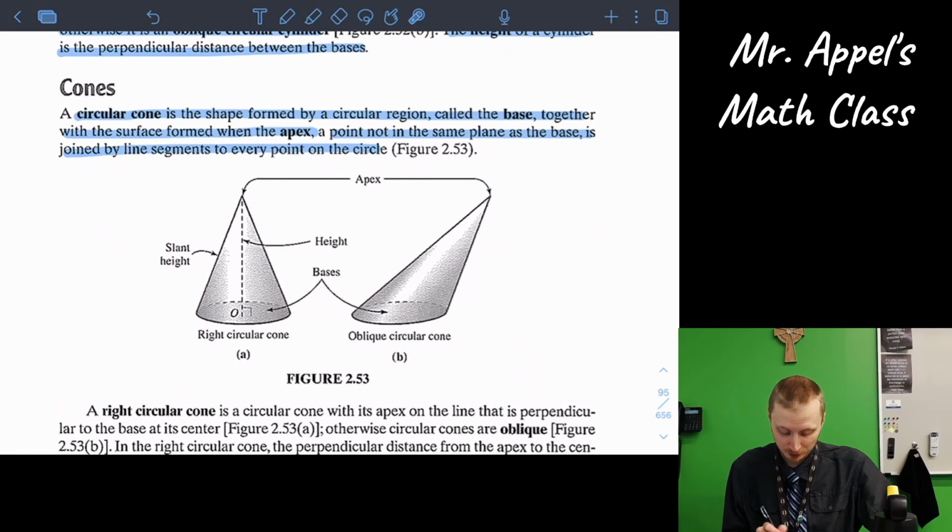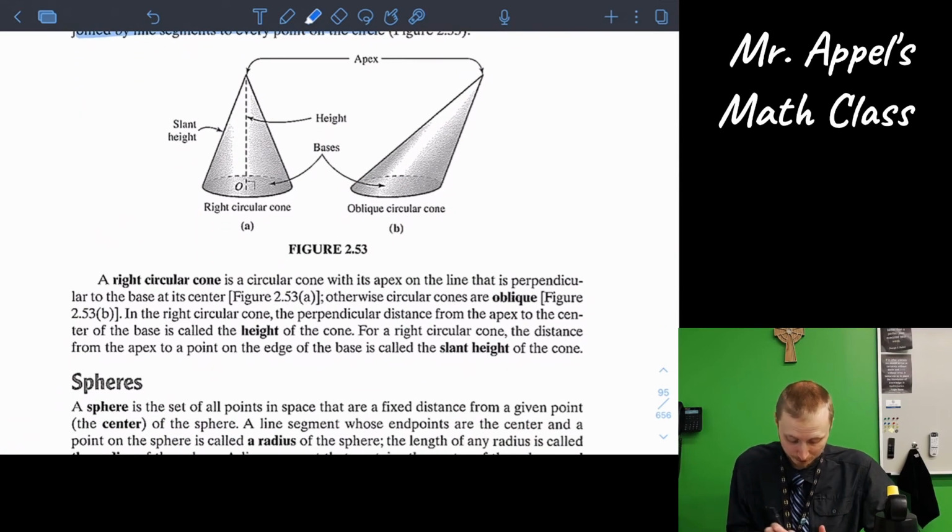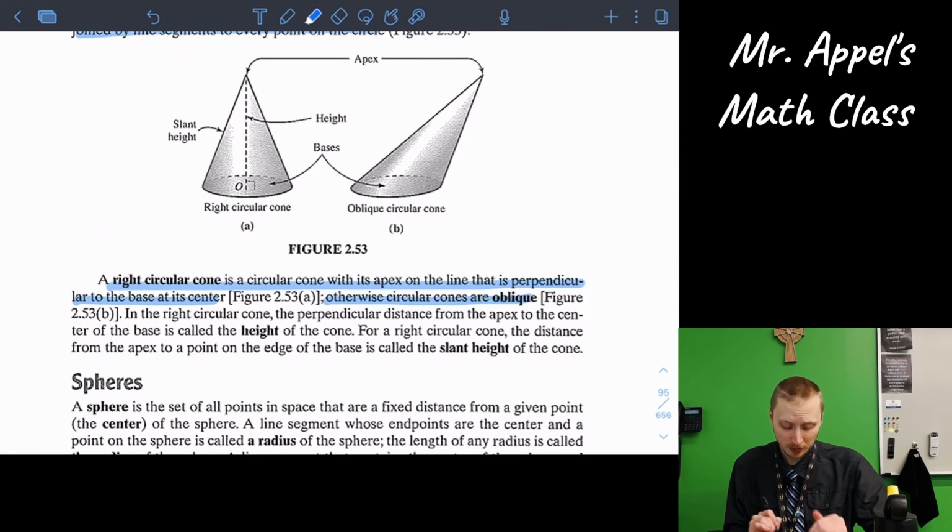So we have a circle and a point somewhere outside the circle's own plane, so they are non-coplanar, and then you connect that point to every point on the circle. You fill in all those line segments, you get a cone. It can be right or oblique. A right circular cone has its apex on the line that is perpendicular to the base at its center. Otherwise, it is oblique. In the right circular cone, the perpendicular distance from apex to center is called the height.